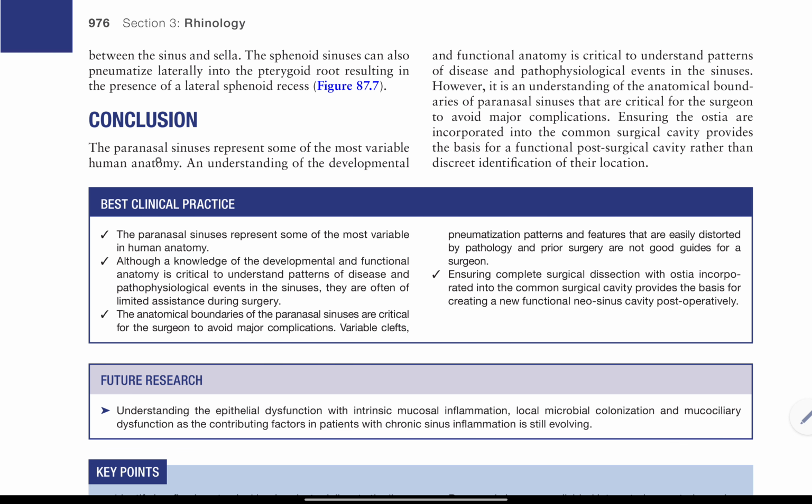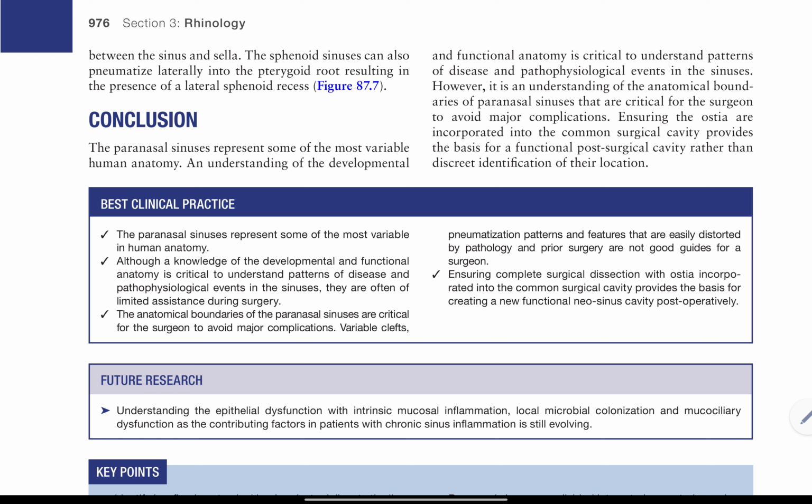Conclusion. The paranasal sinuses represent some of the most variable human anatomy. An understanding of the developmental and functional anatomy is critical to understand patterns of disease and pathophysiological events in the sinuses. However, it is an understanding of the anatomical boundaries of the paranasal sinus that is critical for the surgeon to avoid major complications. Ensuring that ostia are incorporated into the common surgical cavity provides the basis for a functional post-surgical cavity rather than a discrete identification of their location.